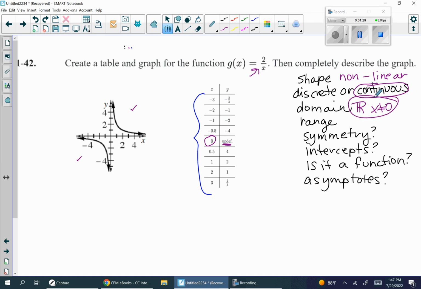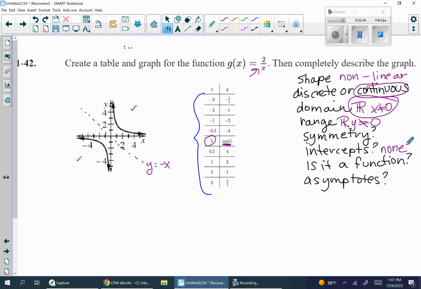The range is the same thing: all real numbers except y cannot be 0. Notice how there is no 0 where our graph is ever going to touch. It is symmetrical, and technically it is symmetrical across the line y equals negative x. If you drew that line in, you notice that it reflects across. It's reflection symmetry. There are no x-intercepts or y-intercepts, which is interesting about this graph.